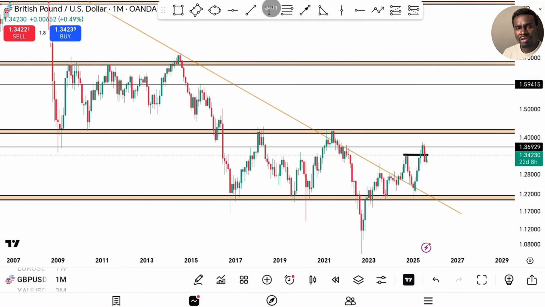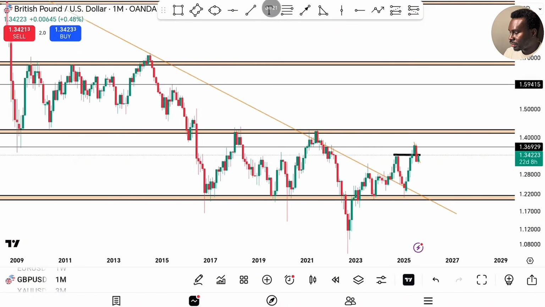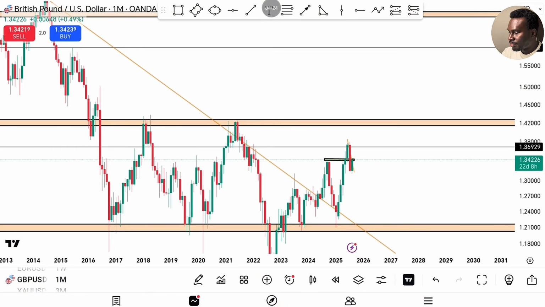Are we continuously bullish now on GBP USD? That is the next question we'll ask ourselves. And how do we know that? So currently we're on the monthly time frame. You see this black line that was drawn right about here. If you watch my previous video, you will see why I drew this black line.